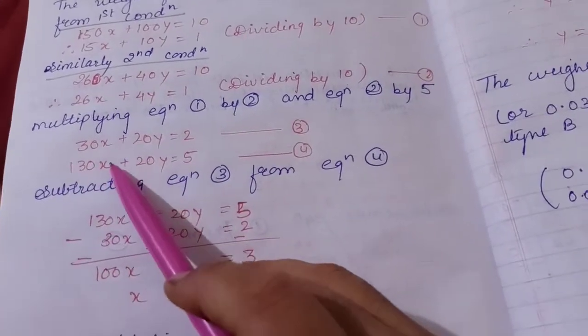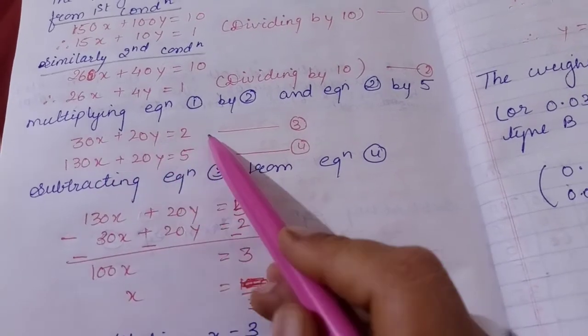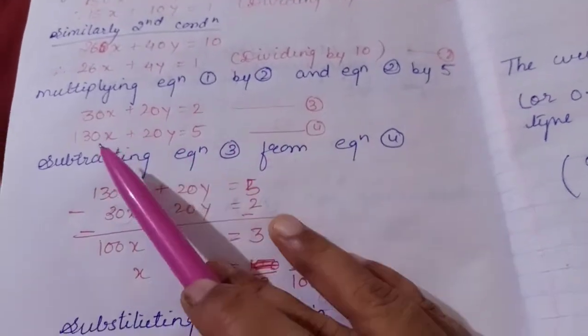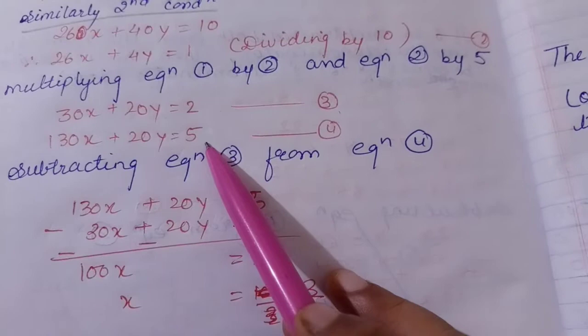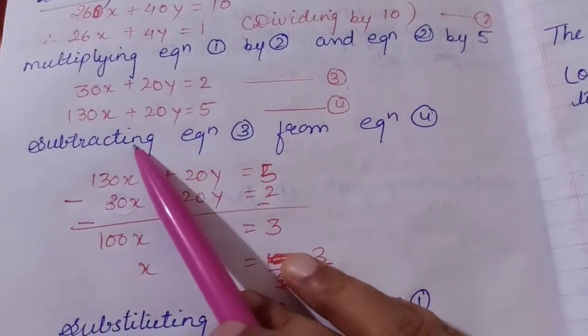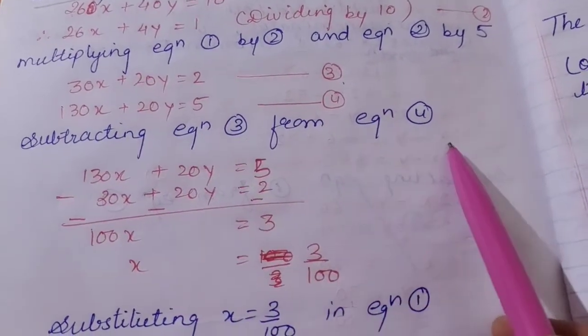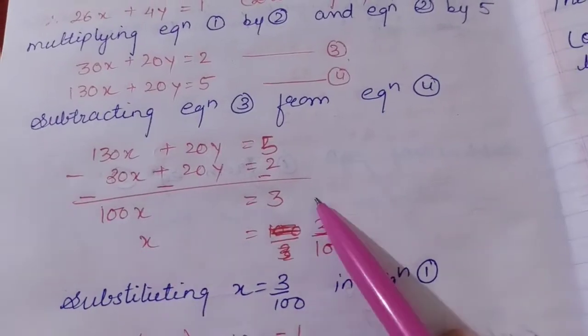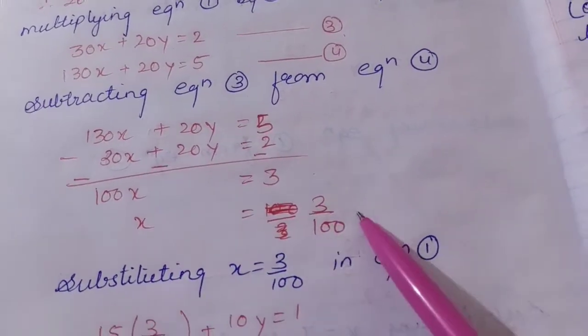We will get the equations as 30x plus 20y equal to 2. This is our third equation. 130x plus 20y equal to 5. This is our fourth equation. Subtracting equation third from equation 4, we will get 100x equal to 3. x will be equal to 3 upon 100.